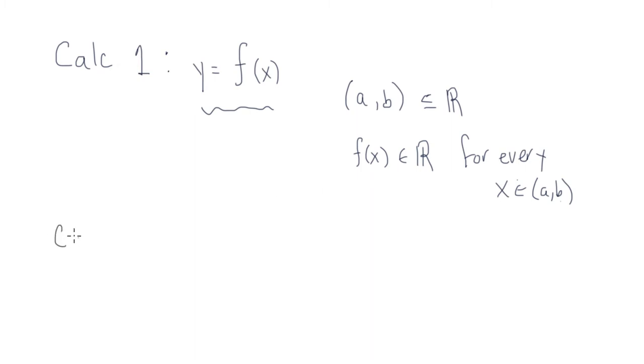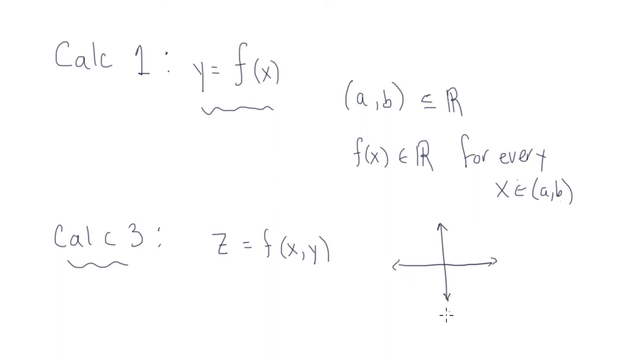So in Calc 3, or multivariable calculus, things get a little bit more complicated, because instead of considering functions whose domains are subsets of the real line, we're going to consider functions that look like this. We're going to have a new variable z that's going to depend on two independent variables, x and y. And so the domain of our functions for functions of two variables are going to be some subset of the xy plane, like this.